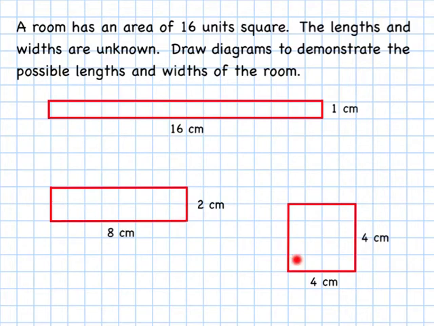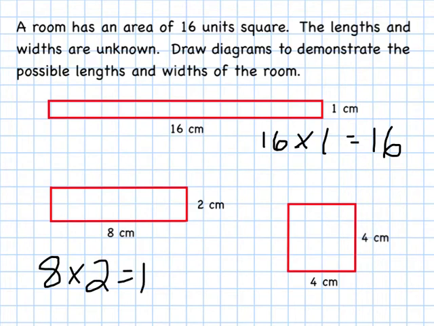Okay, and if I count the squares here, there's 4, and it has a width of 4. So all of these shapes have an area of 16 squares. And if we think of multiplication, that means that 16 times 1, we know that 16 times 1 is 16. Okay, and this one also has an area of 16 because we know that 8 times 2 is also 16. The last one has an area of 16 because we know that 4 times 4 has an area of 16.